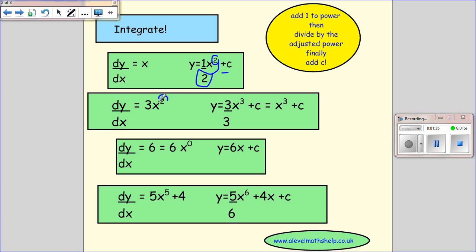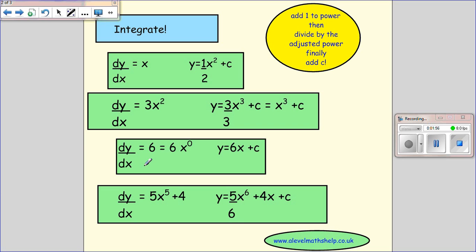Here we add 1 to the power, 2 plus 1 is 3. We divide by the adjusted power. So now we get 3 over 3, and we add c, and 3 over 3 cancels just to give you x cubed plus c. Slightly harder, and it's really important just to learn this result so you don't have to think about it each time.